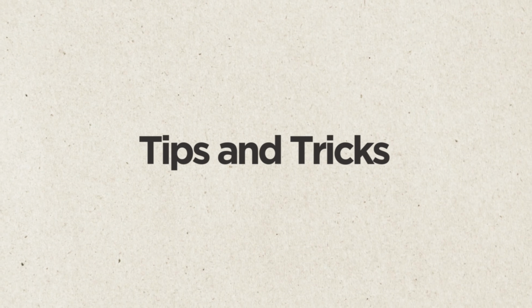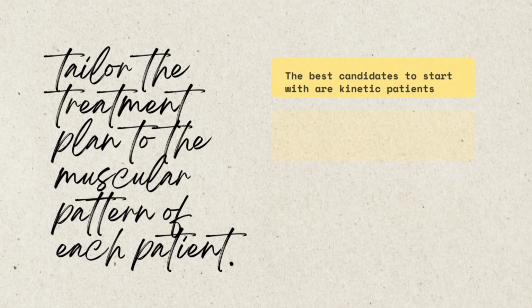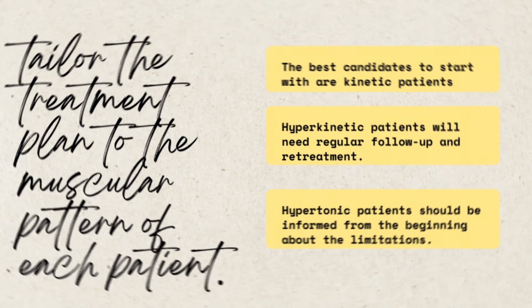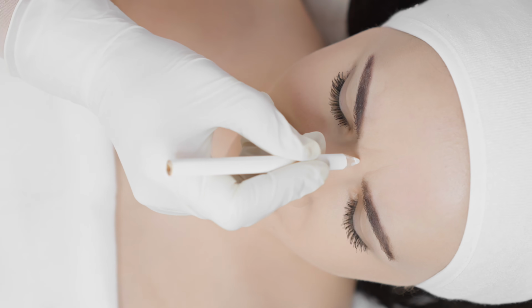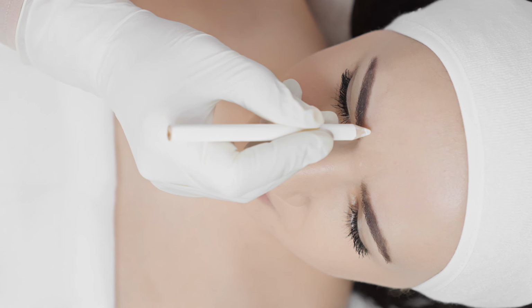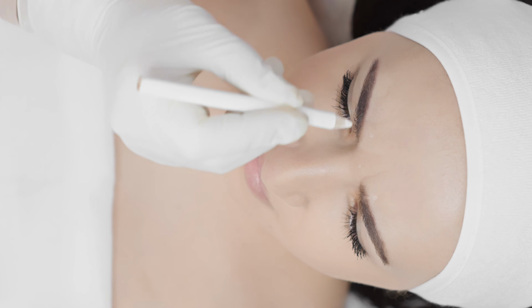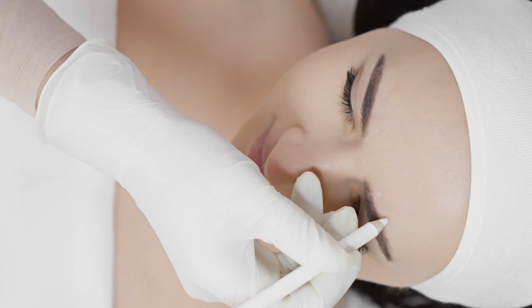Tips and tricks. The best candidates to start with are kinetic patients. They respond predictably and give high satisfaction. Hyperkinetic patients will need regular follow-up and retreatment. Hypertonic patients should be informed from the beginning about the limitations of botulinum toxin monotherapy. They often require combination treatments. Above all, tailor the treatment plan to the muscular pattern of each patient.